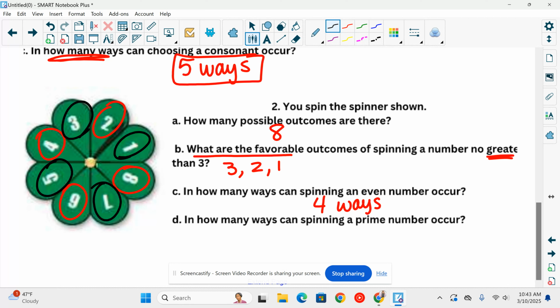Is there another one? Is it 2? All right, if it's 2, what are the different ways we can multiply to get 2? 2 times 1. Is there another way to get 2? No. So 2 is also prime. 2, 3, 5, 7, 11, 13, 17, 23, 29, 31, and it goes on like that. So how many outcomes were prime? There are 5 possible ways.